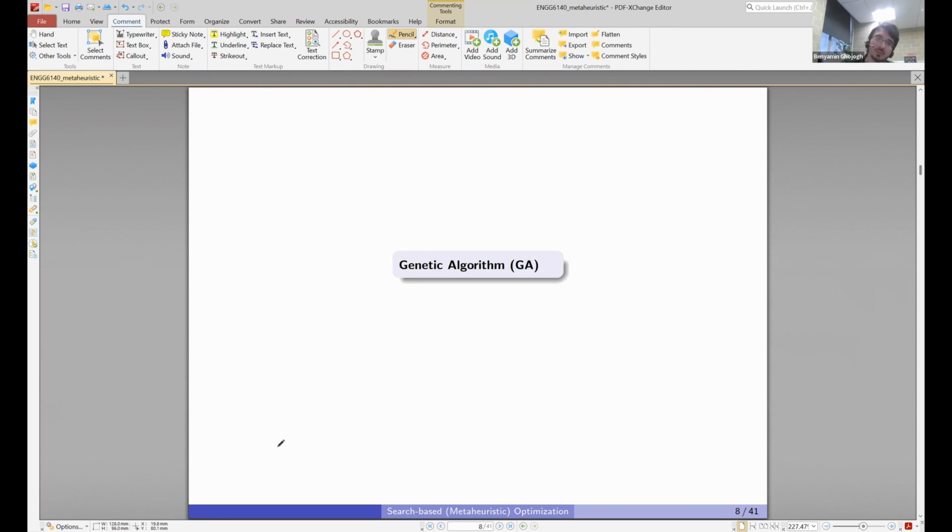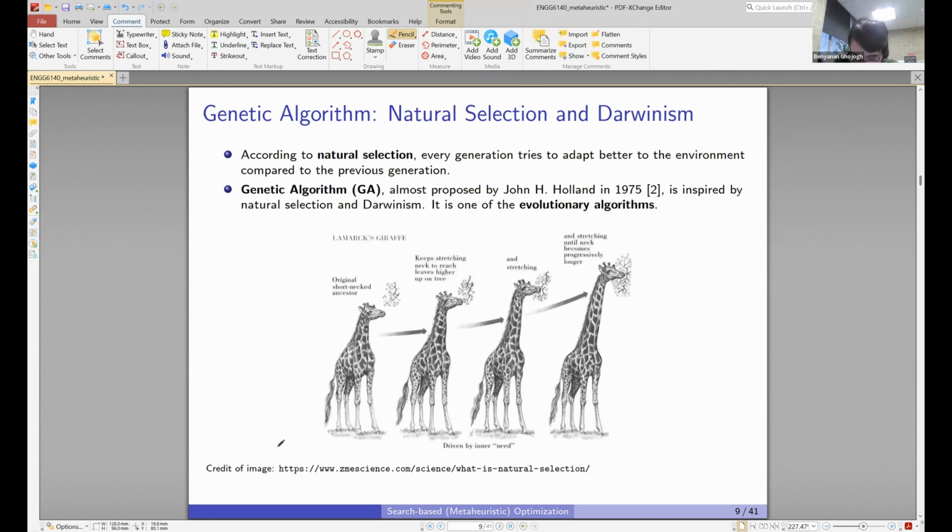Okay, now the first metaheuristic optimization algorithm that I'm going to introduce is the genetic algorithm. What does it do? The genetic algorithm is based on natural selection and Darwinism. First off, let me talk about natural selection. According to natural selection, every generation tries to adapt better to the environment compared to the previous generation.